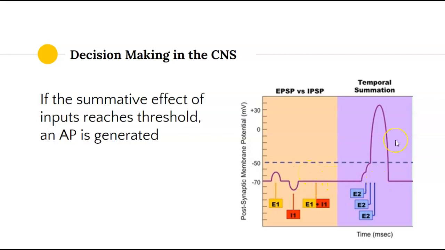Whereas in this blue, purple color, you have excitatory after excitatory after excitatory, and it bumps, bumps, bumps, boom. We got that beautiful action potential. It will continue on into the next neuron.